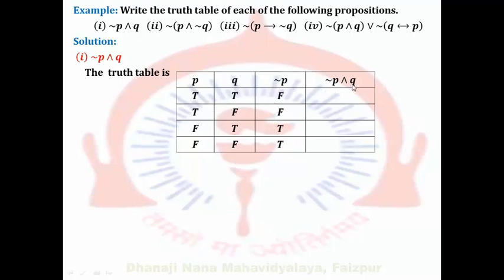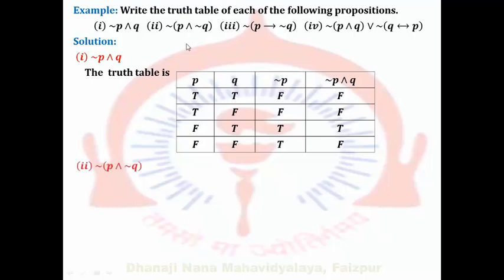Now negation of p and q, we know that conjunction of two statements is true if both statements are true. So here both statements are true only in the third row. So the remaining values are false. So we have F, F, T, F. So this is the truth table for negation of p and q.